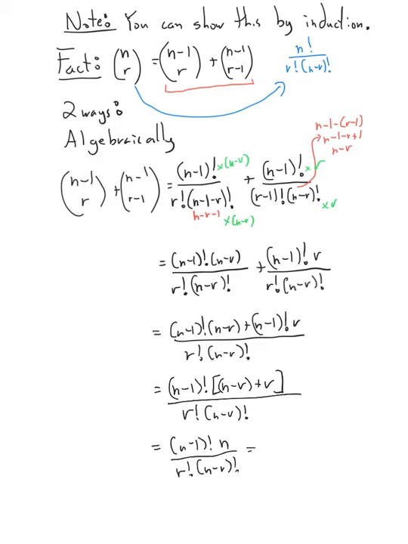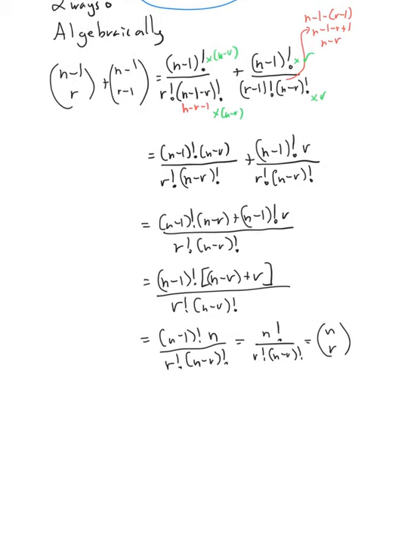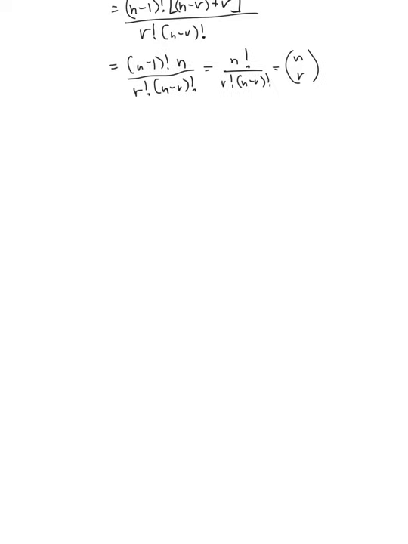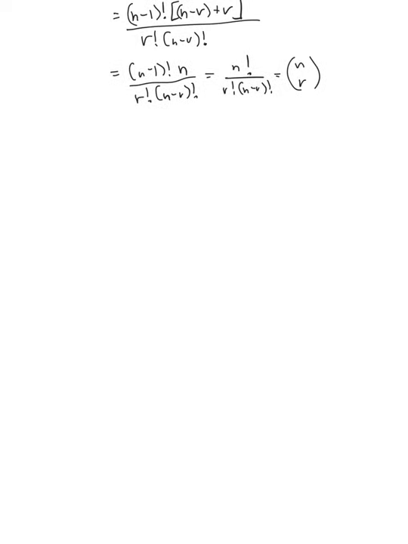And so we have all the numbers from 1 up to n minus 1 multiplied together and then times n. So this is indeed n factorial over r factorial n minus r factorial, which is exactly n choose r. So that's the algebraic way to show that this works. Let's talk about the combinatorial way.